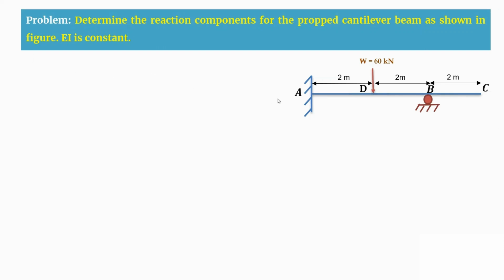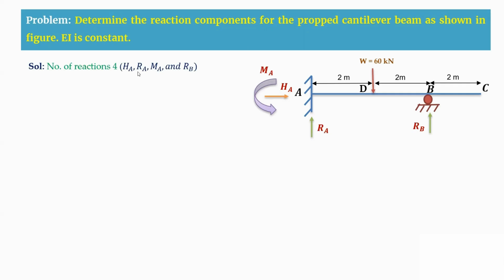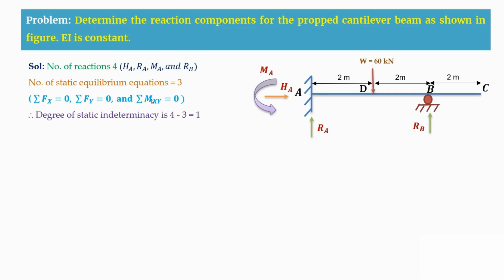At A support, as it is a fixed, you are having 3 reactions. One is horizontal, another is vertical, and next is your moment. And at the B, as it is a roller support, the reaction here is RB, only a vertical reaction. Therefore, the number of reactions are 4, HA, RA, MA, and RB. And here you are having the static equilibrium conditions to be 3, which are sigma Fx = 0, sigma Fy = 0, and moment about this xy plane will be 0. Therefore, the degree of static indeterminacy will be 4 minus 3, that is 1.